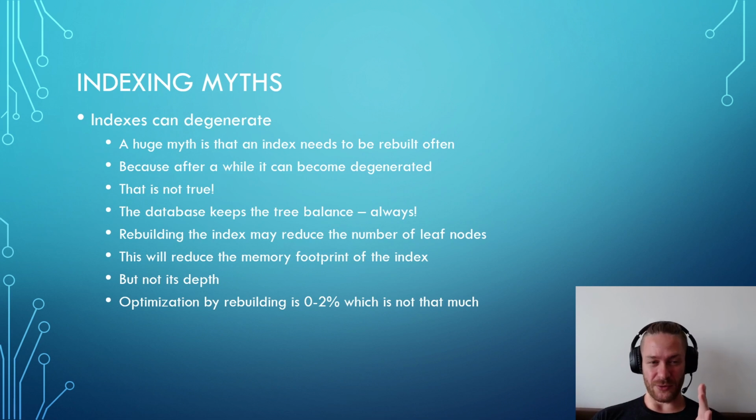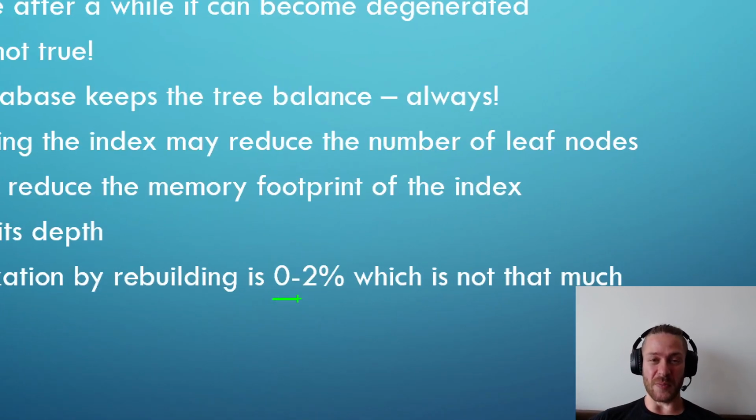What rebuilding actually does is reduce the number of nodes in the index if you deleted a lot of data recently or if you inserted a lot of data recently. So this may reduce the memory footprint of the index. It may reduce the hard drive storage, but not the tree depth. So if there is no tremendous change in the tree depth, the performance will not be improved. So optimization by rebuilding an index is usually 0%.